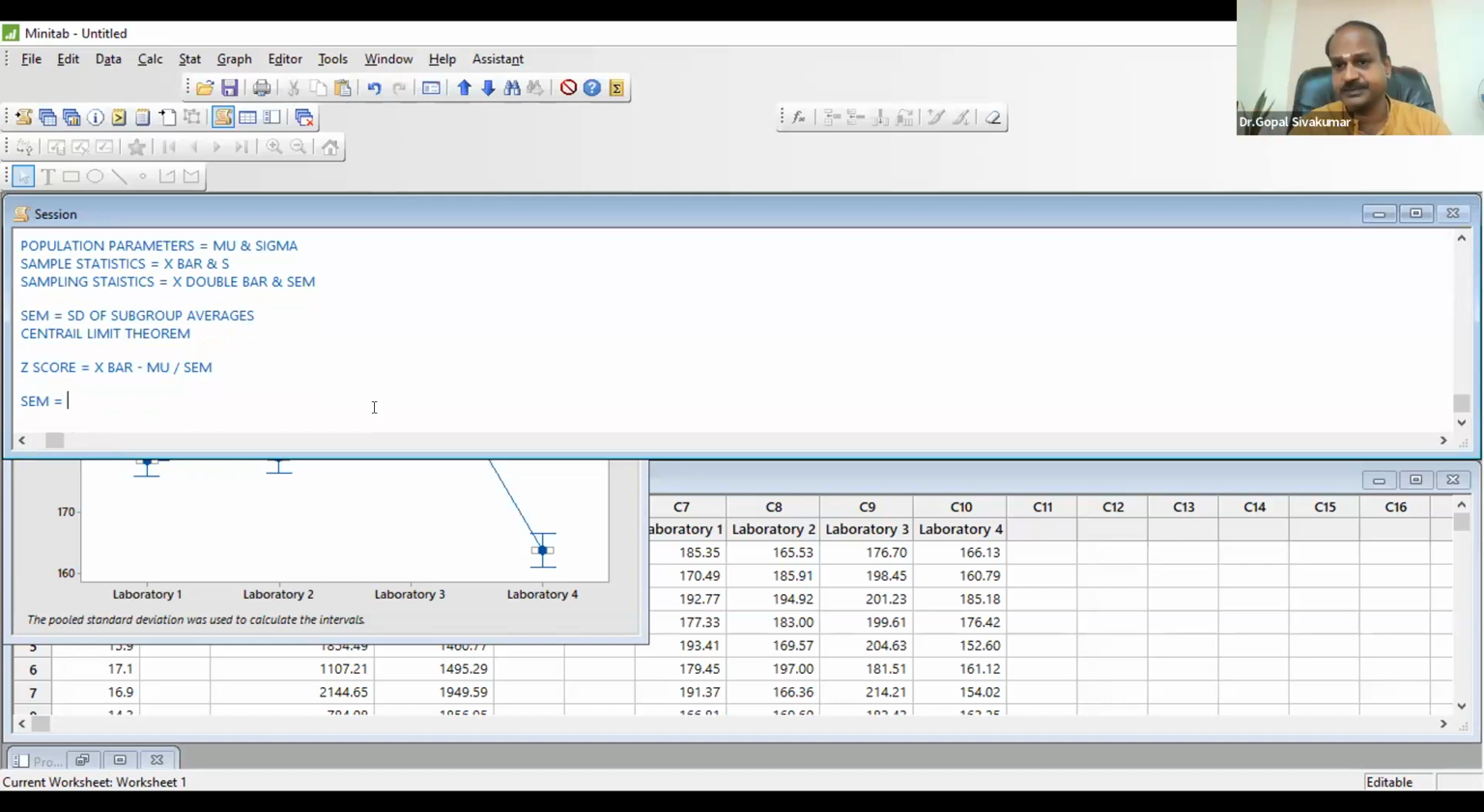Suppose you don't have time. There is a shortcut. What is that? You take only one subgroup. That will give you the sample standard deviation S. Am I right? You take only one set of sample, and your subgroup will have a size n. Take the square root of n. Sample statistics S divided by square root of n is an estimate of standard error of mean.